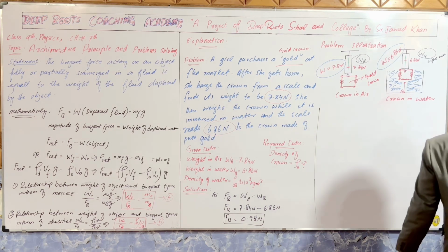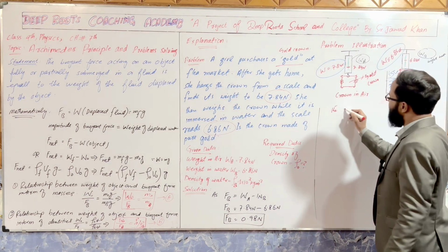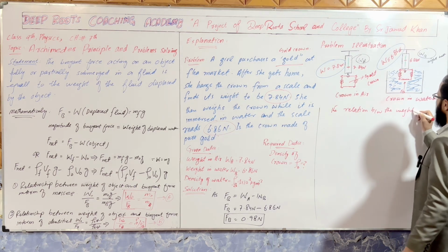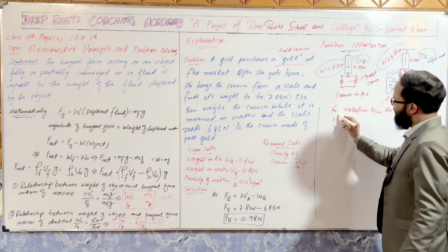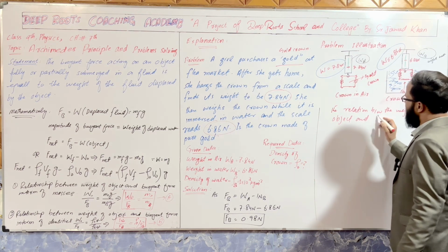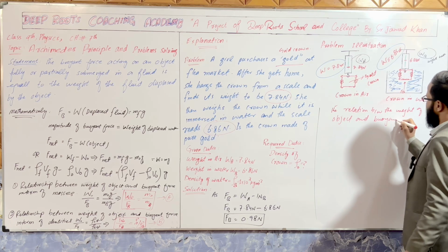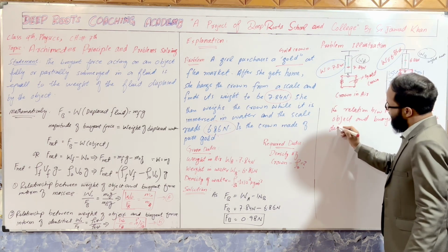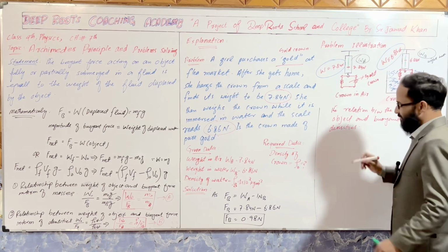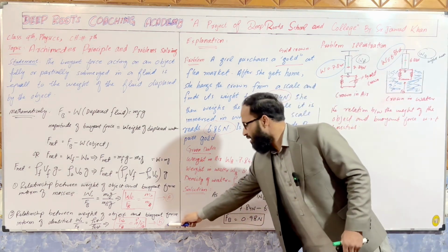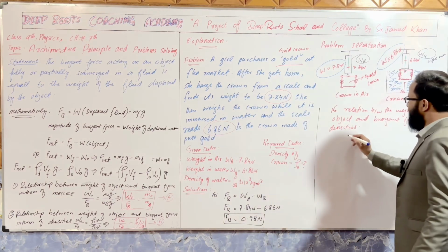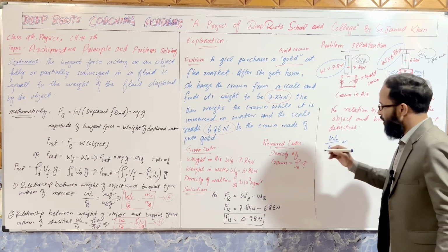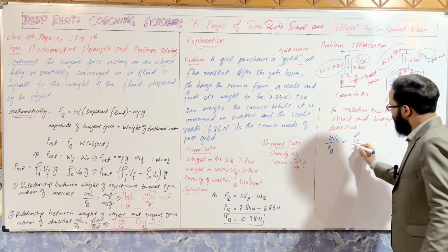So the relation between the weight of the object and buoyant force with respect to densities is given by relation number B. So we can write that W_O by F_B is equal to rho_O divided by rho_B.